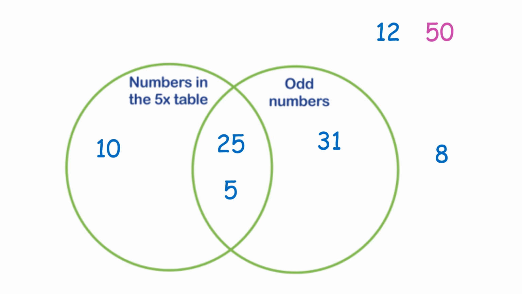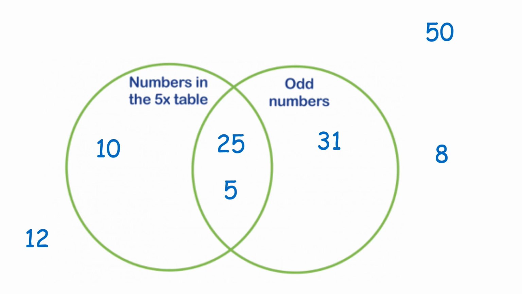Number 8 needs to go outside of the Venn diagram because number 8 doesn't fall under any category. If something doesn't fall under any category, it cannot go in the Venn diagram. It needs to go outside of the Venn diagram. The next number is number 12. Where do you think number 12 will need to go? Good. Number 12 also needs to go outside of the Venn diagram because number 12 is not a number in the 5 times table and it is also not an odd number, which means it doesn't belong under any of those categories.